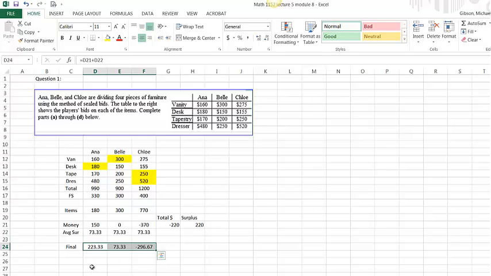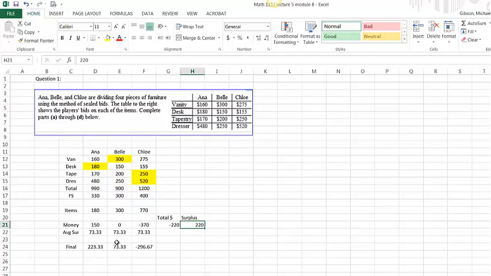So now we're done. If you were asked, for the items, Anna gets the desk, Belle gets the vanity, Chloe gets the tapestry and the dresser. Anna also receives $223.33. Belle receives $73.33. And Chloe paid $296.67 into the kitty.